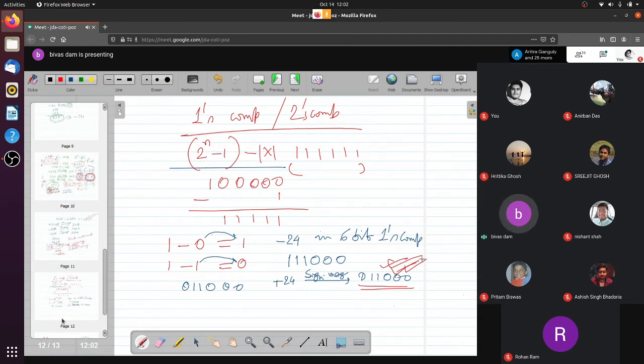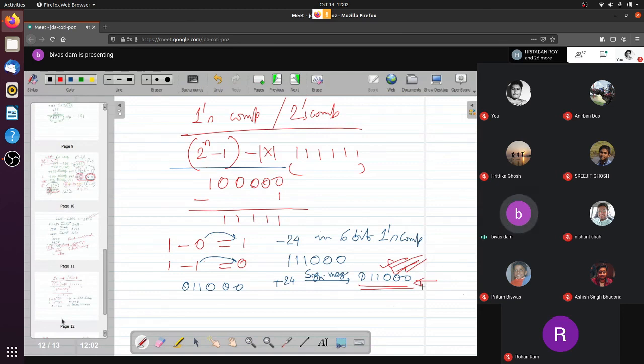If the given number is actually positive, the task is very short. This is the ones complement representation, this is the two's complement representation, and this is the sign magnitude representation. So all three will be absolutely identical if the number is positive. If the number is negative, once again I consider the number to be positive, and I have to find the sign magnitude representation of it. This is the starting point.